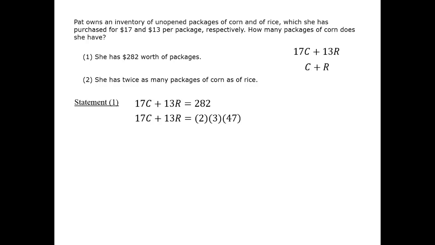17 and 13 must be multiplied and added to yield a multiple of 47. Two 13s and a 17 doesn't yield 47, but two 17s and a 13 does. That means that in this instance, there must be twice as many 17s as 13s. We can then write the equation in this fashion, and that allows us to find that R is 6 and C is 12.